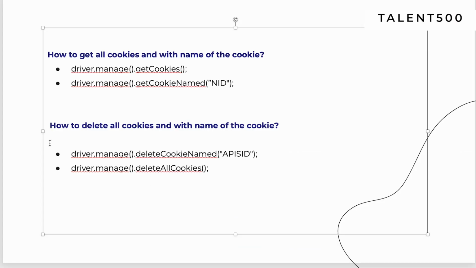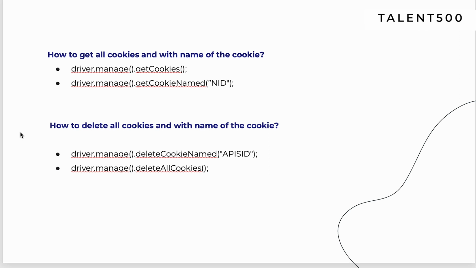Similarly, our next question is related to cookies. How to delete all cookies, and how to delete a cookie by its name. If you want to delete all cookies, use driver.manage().deleteAllCookies(). This will always be present in your before suite or before test. You will definitely see it, mostly in the before method, most of the time.